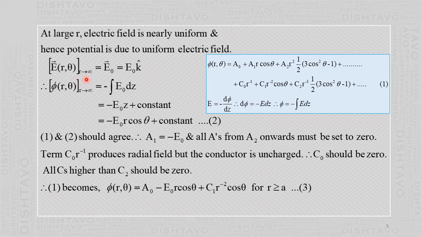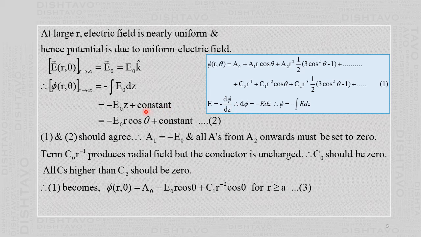Uniform means it is like the initial electric field, that is vector E naught, and I also mentioned that the electric field is directed along the z axis. So that's why we write its magnitude E naught times k cap. Then we know that E equals minus d phi by dz, where z is the distance. So d phi equals minus E dz. When you integrate on both sides, the integral of d phi is phi, and the right side is minus the integral of E dz.